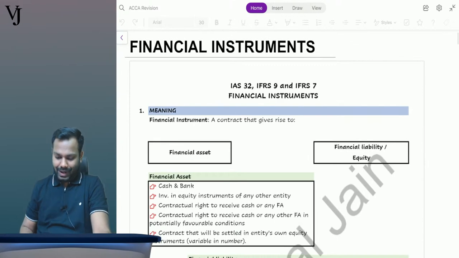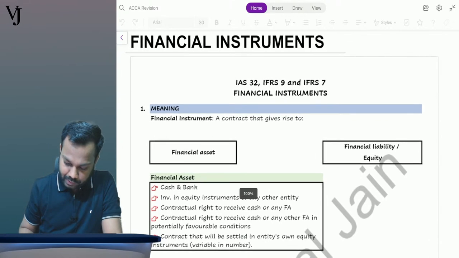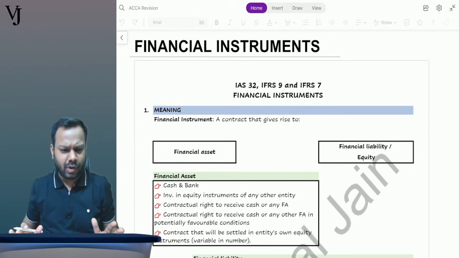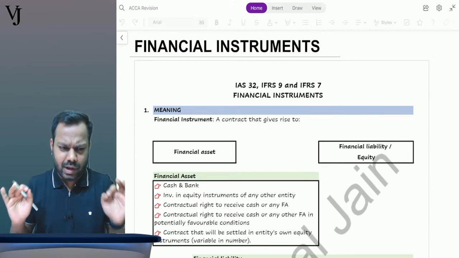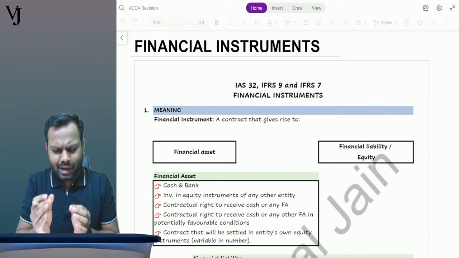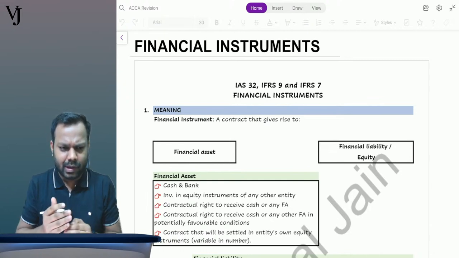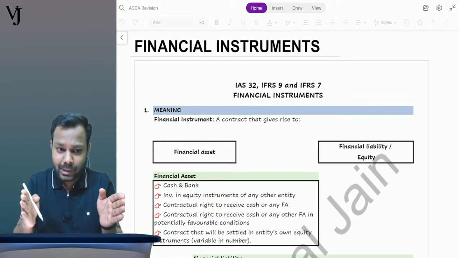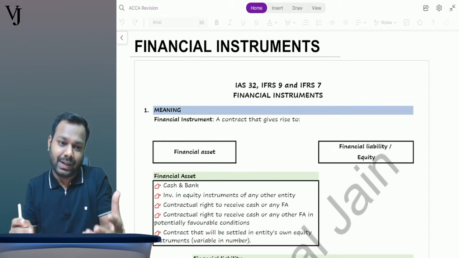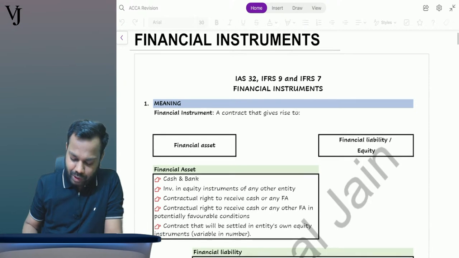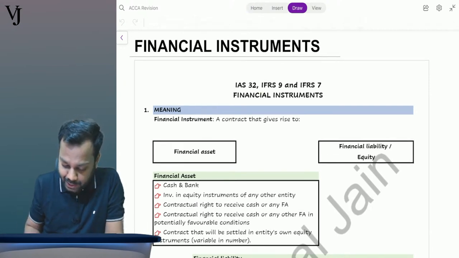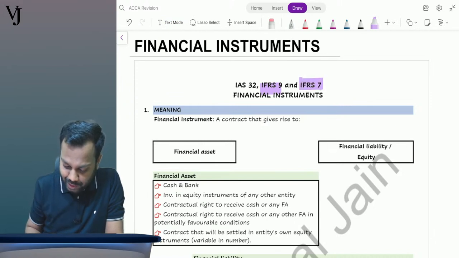Wonderful. So let's start the revision of the topic financial instruments. Now, first of all, this is a very easy topic. Yes, a little bit lengthy, it has multiple topics, but if you break the chapter into multiple parts, each topic is quite easy to understand. This topic covers three standards: IFRS 9, IFRS 7, and IAS 32.